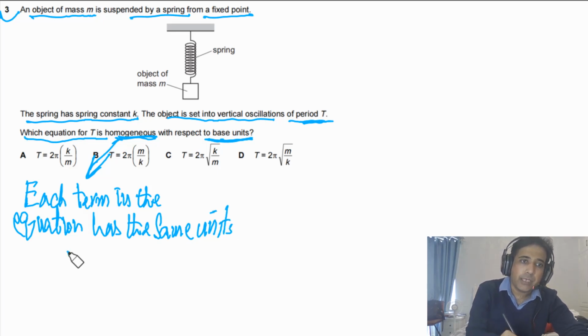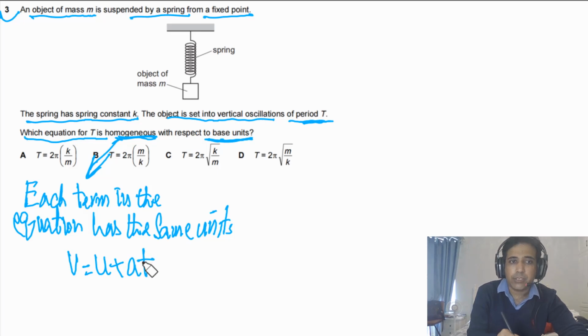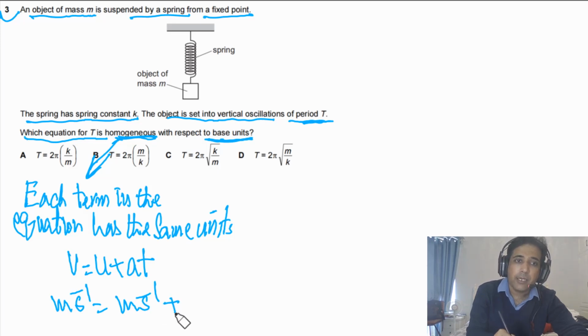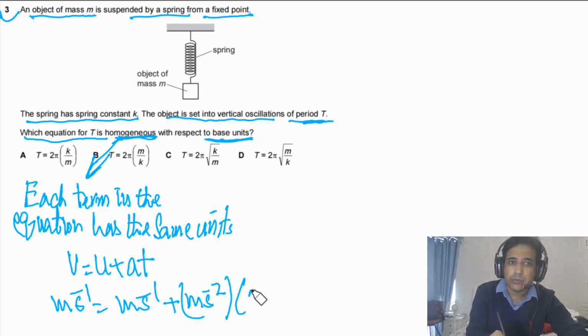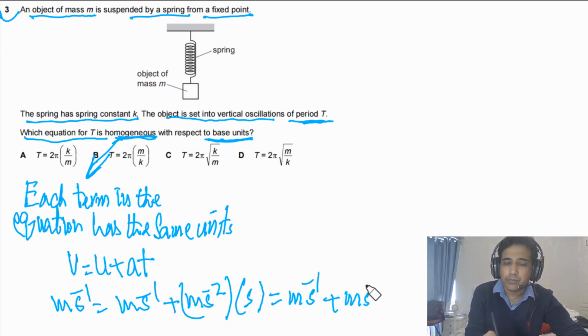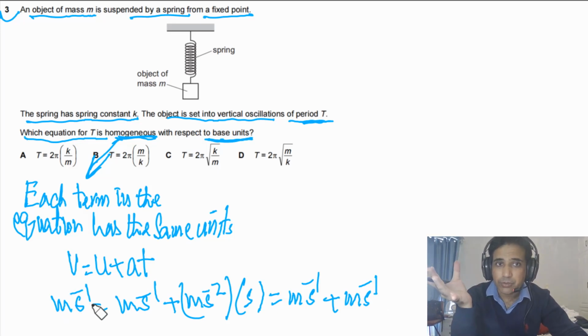An example of a homogeneous equation is v equals u plus at. The unit of v is meters per second and the unit of u is also meters per second. Then the unit of a is meters per second squared and the unit of time is seconds. So here we have meters per second, and here we have meters per second. You can see each term has the same units, so this is a homogeneous equation.